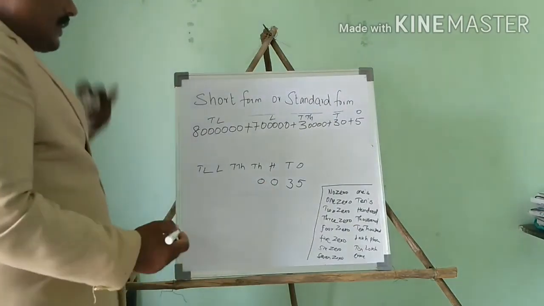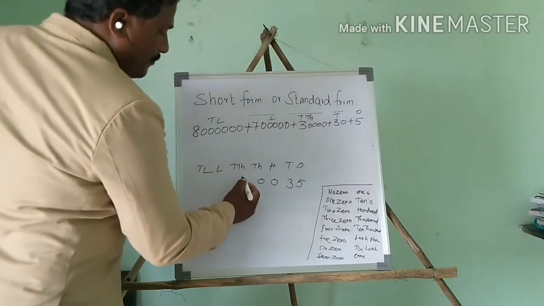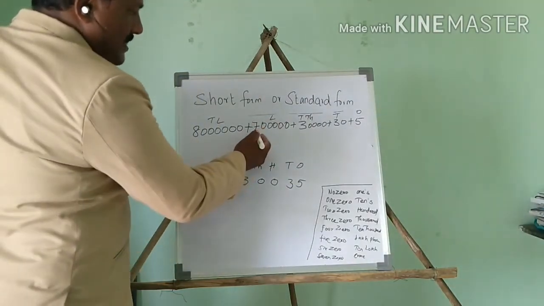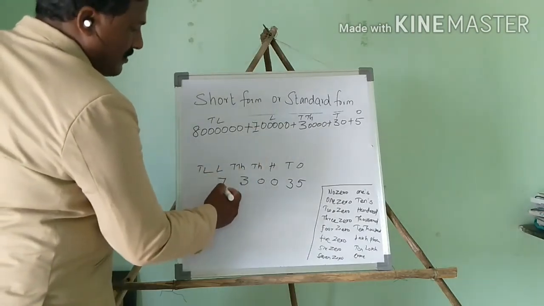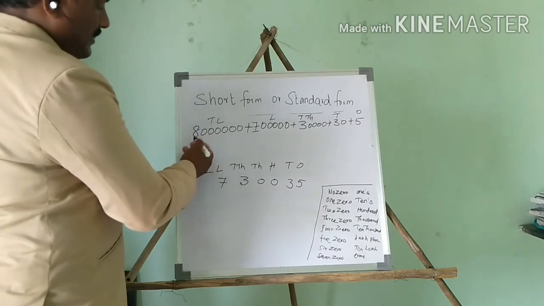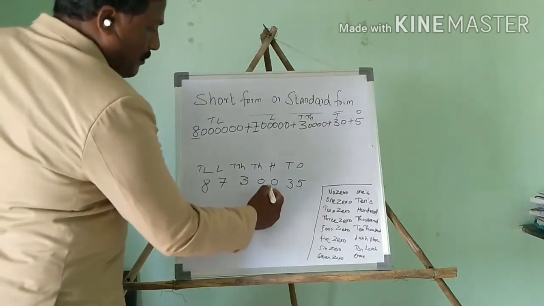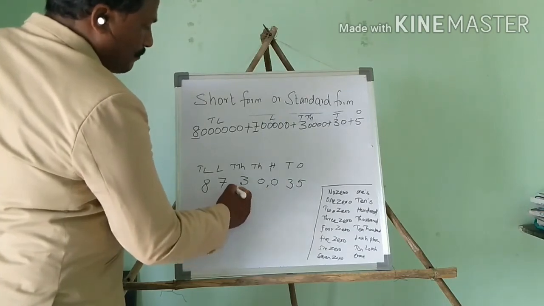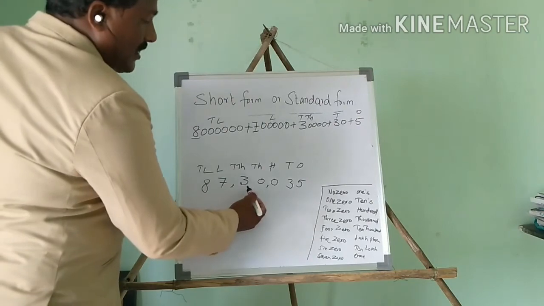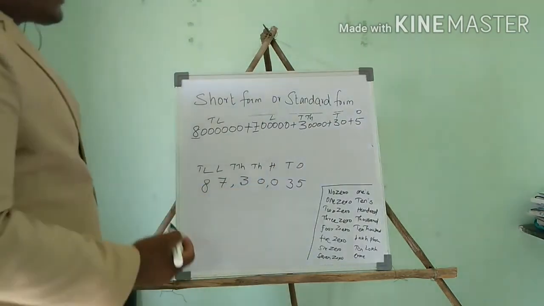Then next, 10,000 place. Here in the 10,000 place, what number is there? 3. Okay. Then another place, lakh place. What value is there in the lakh place? 7. Very good. Then next place value, 10 lakhs. What number is there? 8. So as per the Indian place value system, you put a comma. So 87 lakh 30,035. It is an easy method, na?